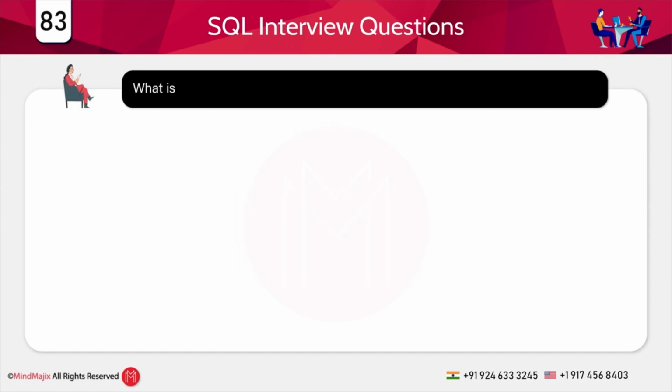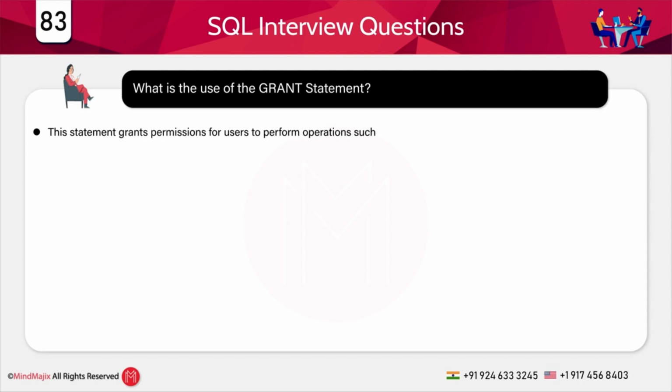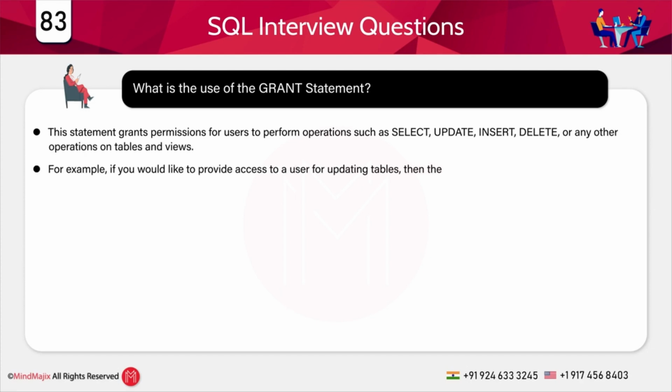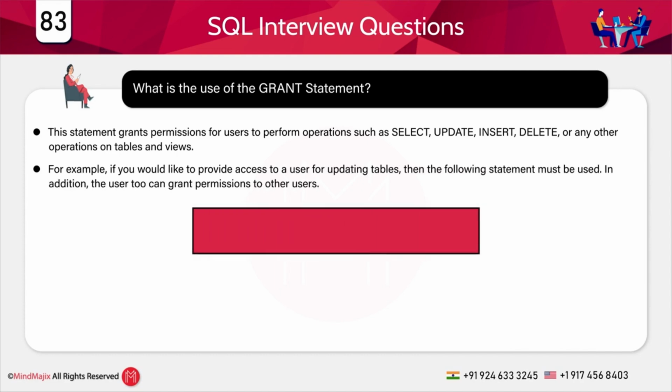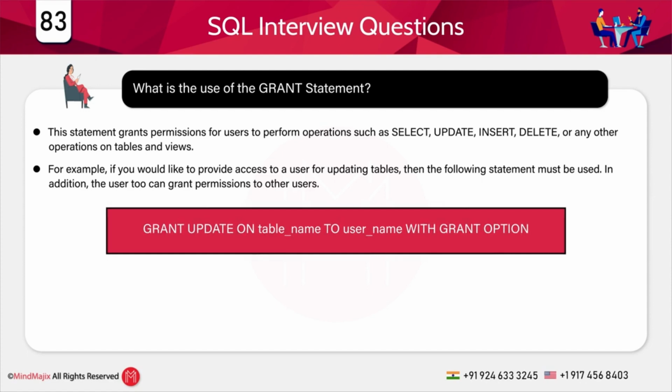The next question is, what is the use of grant statement? This statement grants permissions for users to perform operations such as select, update, insert, delete, or any other operations on tables and views. For example, if you would like to provide access to a user for updating tables, then the following statement must be used. Apart from this, the user too can grant permission to other users. Okay, so just for example, we have used this statement over here: grant update on table name to user with grant option. So basically, this statement grants permissions to the user, and one user can grant permission to other users.